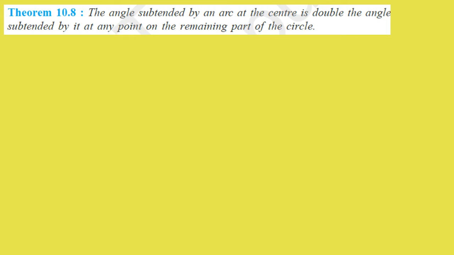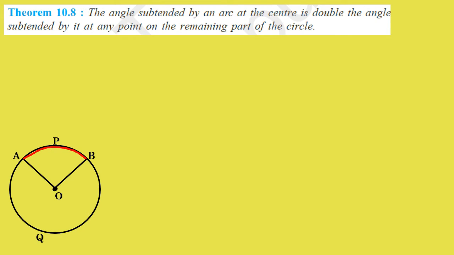That is theorem 10.8. The angle subtended by an arc at the center is double the angle subtended by it at any point on the remaining part of the circle. So here APB is the minor arc and it subtends an angle at the center, angle AOB, and that is double the angle subtended by the arc at a point in the remaining part of the circle.